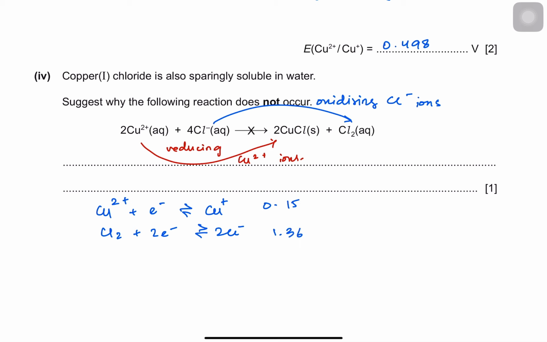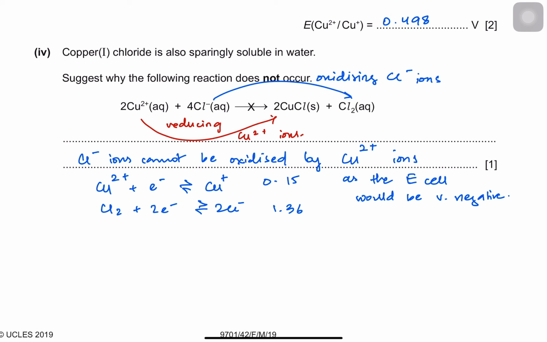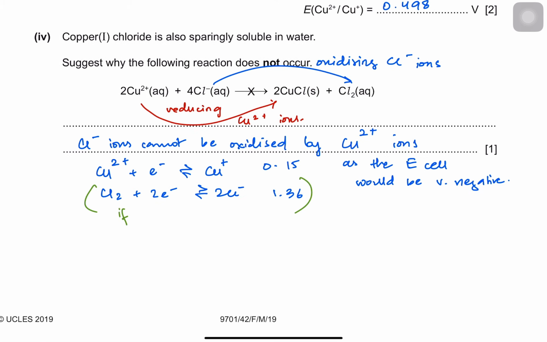So chloride ions cannot be oxidized by copper 2 plus ions, as the E cell would be very negative. If you try to reverse it, if we reverse it, then 0.15 minus 1.36 would be very negative, and that's why this reaction is not possible.